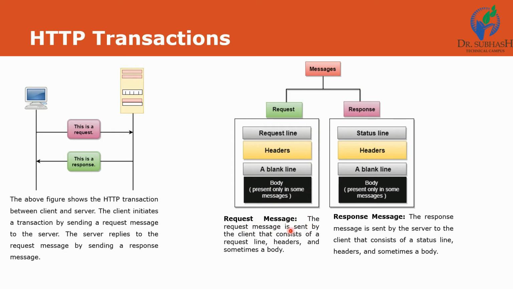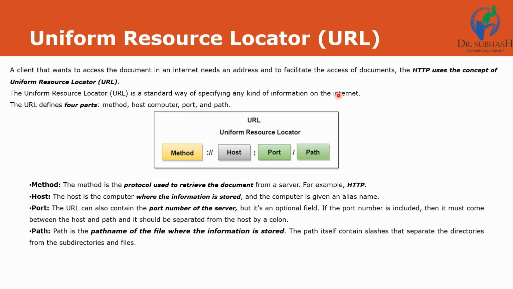Request message. The request message is sent by the client that consists of a request line, headers, and sometimes a body, URL, query string. Additional parameters are passed with the body part. The same as the response object passed by the server to the client that consists of a status line, headers, and body part.